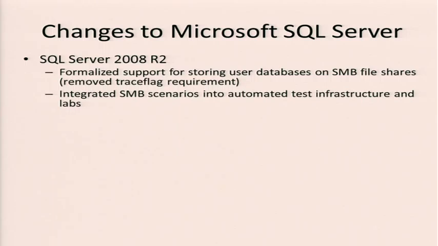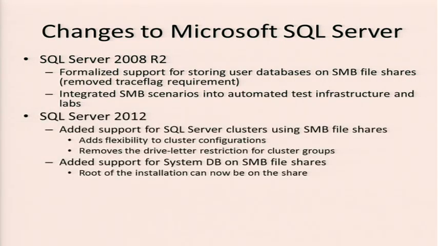So what have we done in SQL Server to support SMB shares? In SQL Server 2008 R2, we officially started supporting SMB shares, but it required a startup flag in SQL Server to enable SMB support. Basically, UNC path names were enabled using this trace flag. And we started testing SMB as part of our regular testing process for nightly builds, etc.